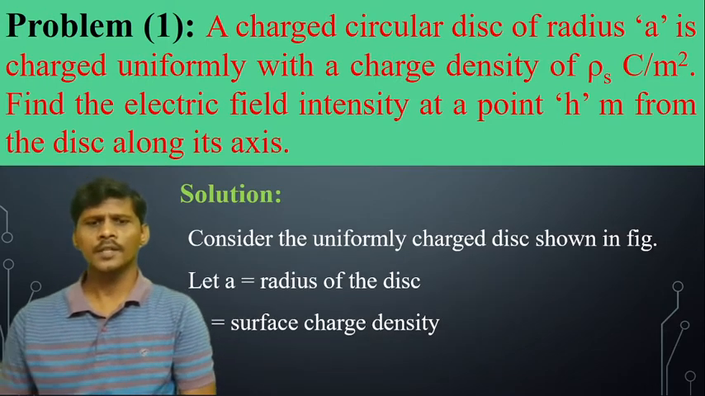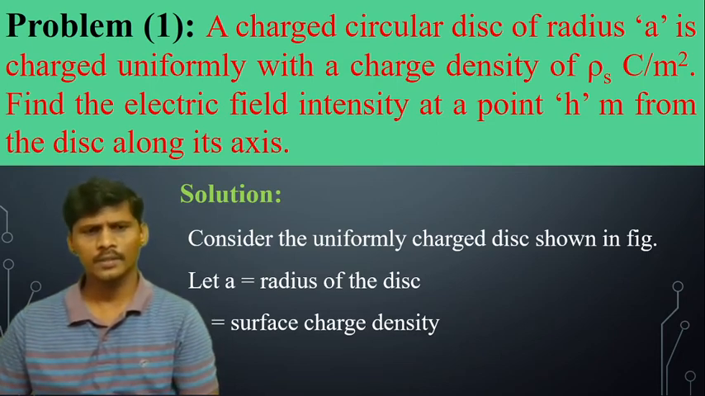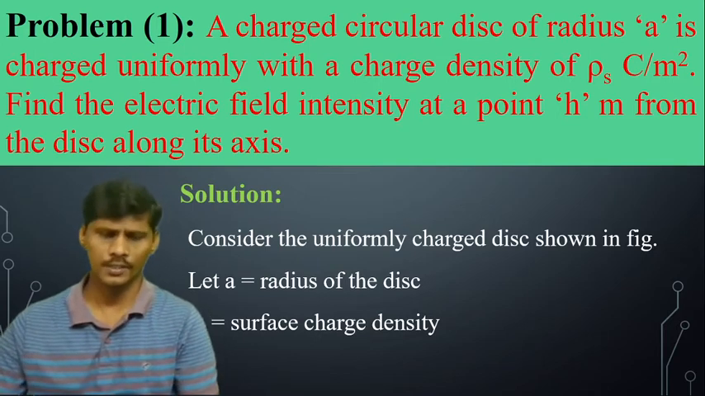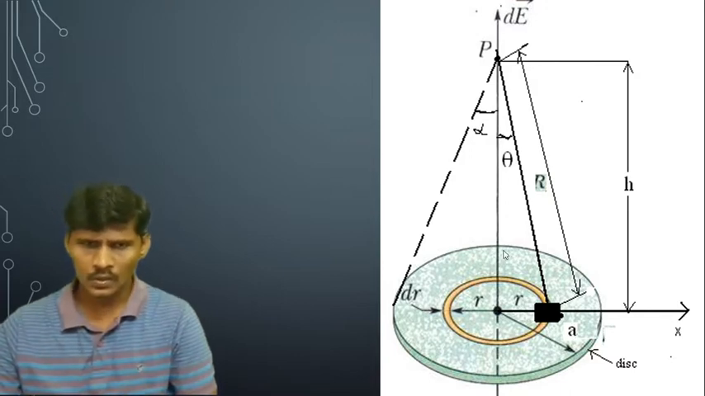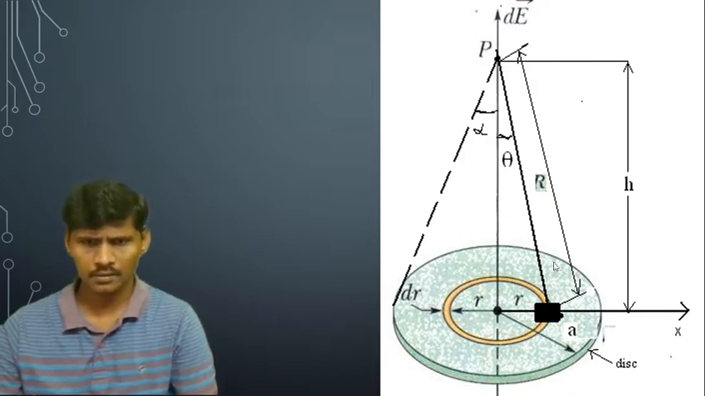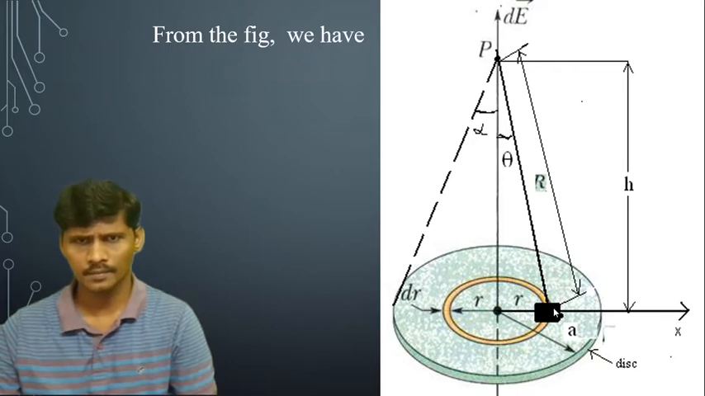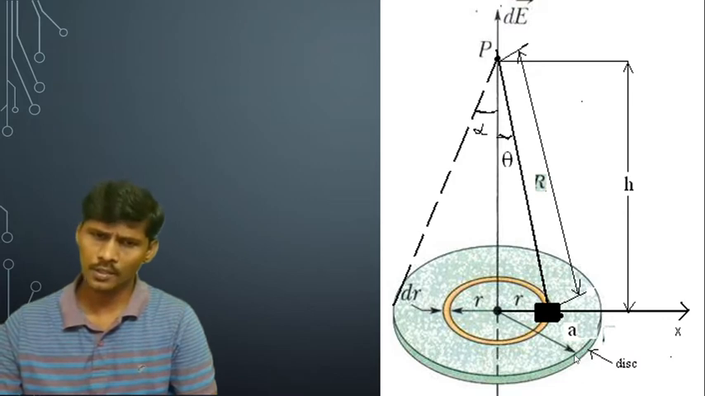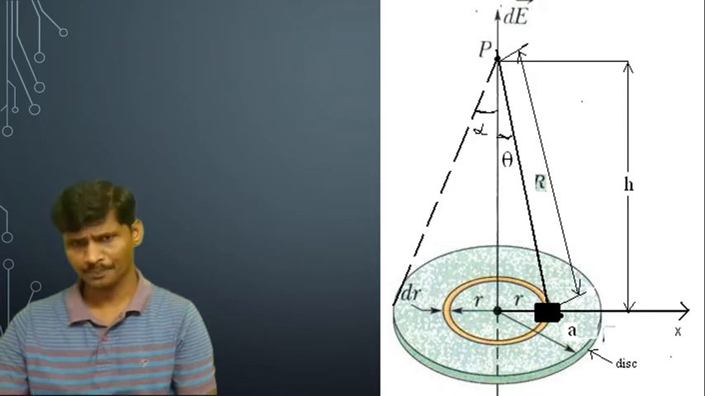Consider a uniformly charged circular disk as shown in the figure. In the figure, a is the radius of the disk and ρs is the surface charge density. This is the charged circular disk, placed in the xy plane. The radius of the disk is a meters, and it carries the charge density ρs coulombs per meter square.